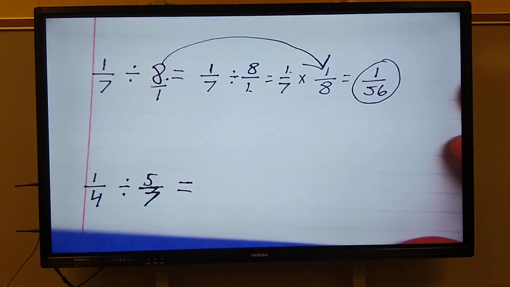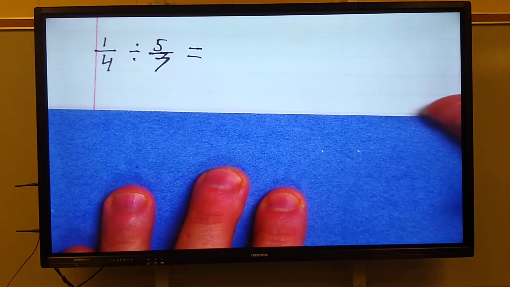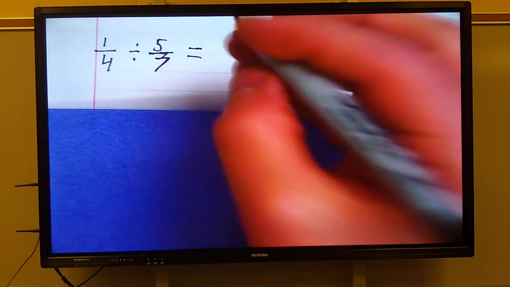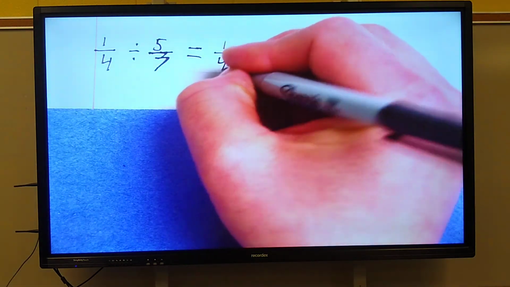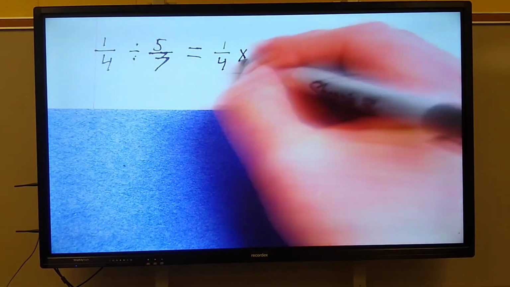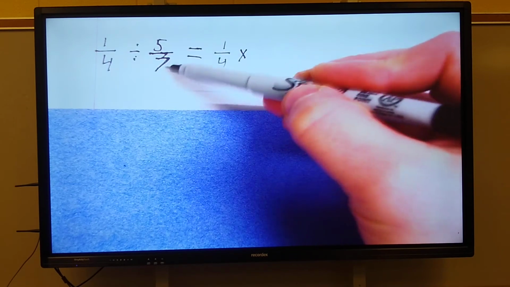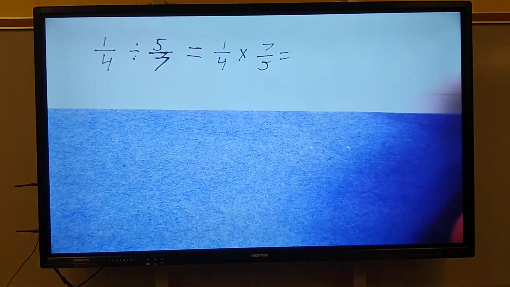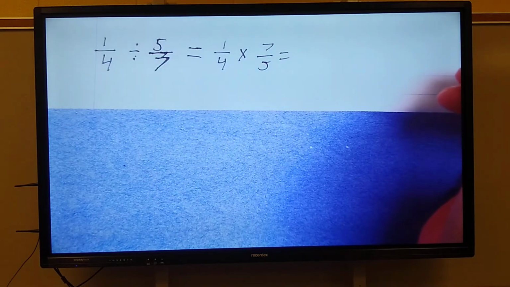Now, let's practice what we learned last week, division of fractions. 1/4 divided by 5/7. Do that now. Pause the video. All right, let's see how excellent you did. My dividend stays the same. My division becomes multiplication. I find the reciprocal of my divisor. 5/7 becomes 7/5. And then I multiply straight across.